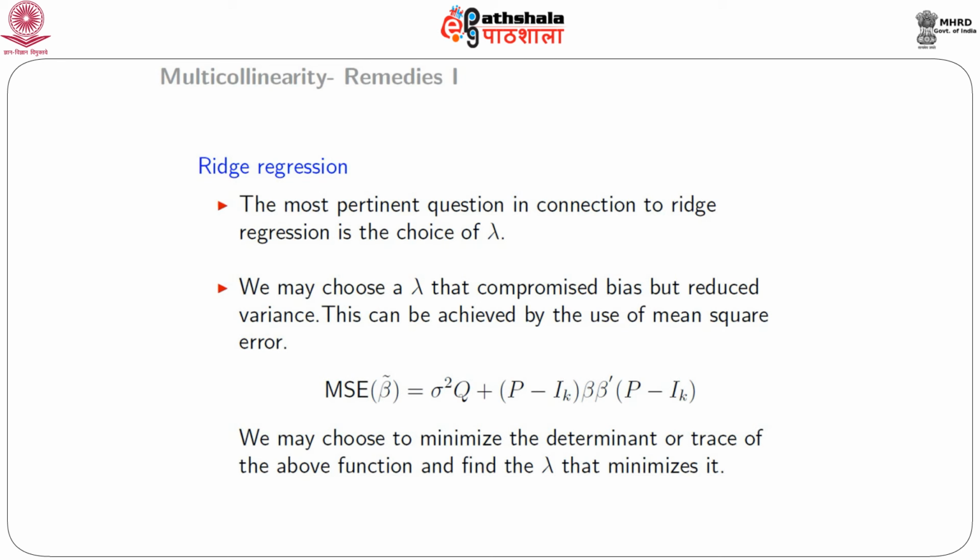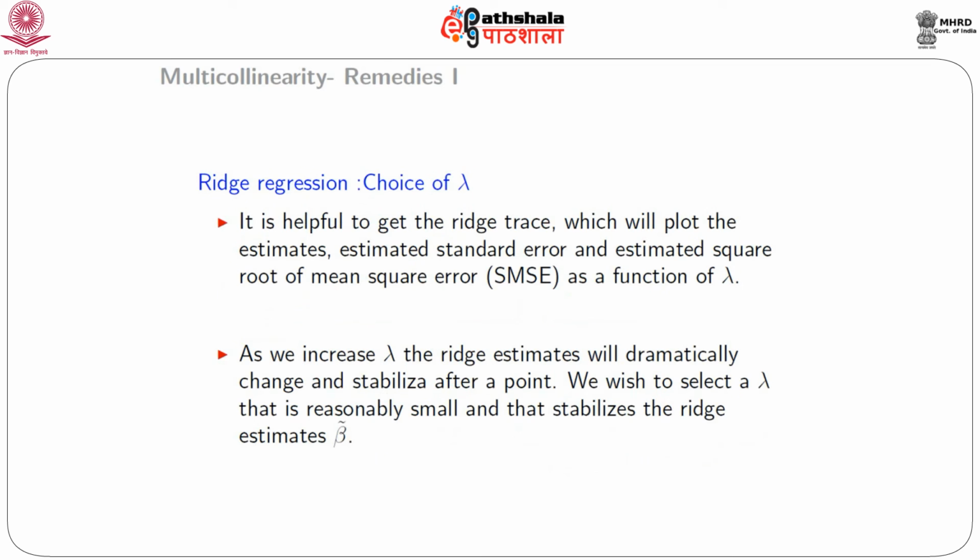We may choose to minimize the determinant or trace of the above function and find the lambda that minimizes it. However, it is helpful to get the ridge trace, which is the plot of the estimates, the estimated standard error and the estimated square root of mean square error as a function of lambda. As we increase lambda, the ridge estimates of the parameters will change dramatically, but they will stabilize after a point, and our goal is to select a lambda that is reasonably small and still stabilizes the ridge estimates.